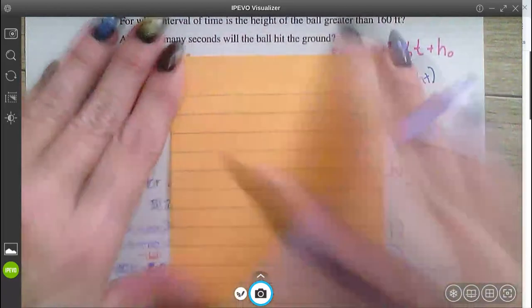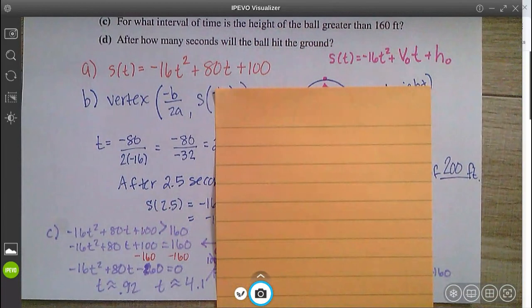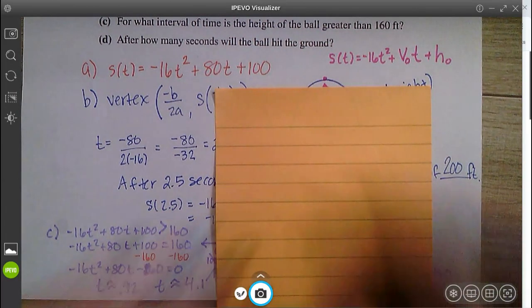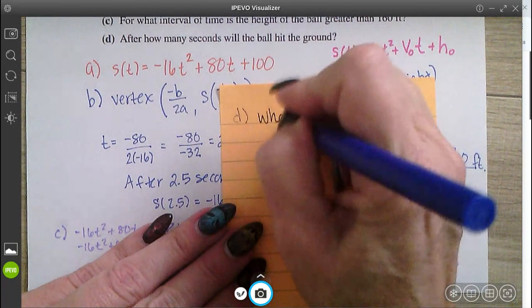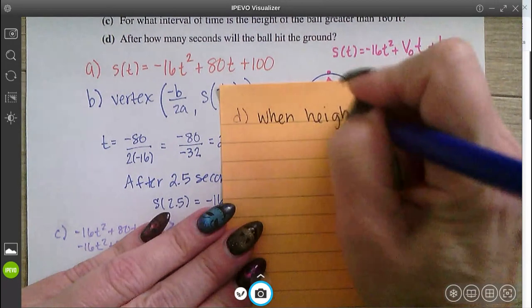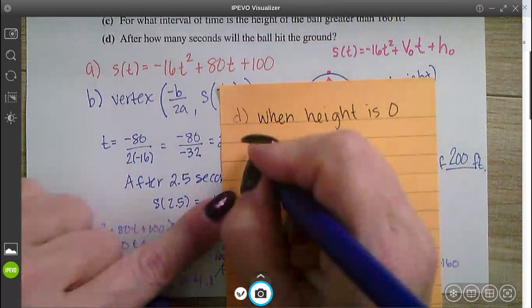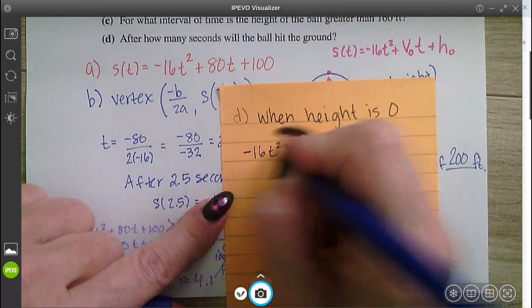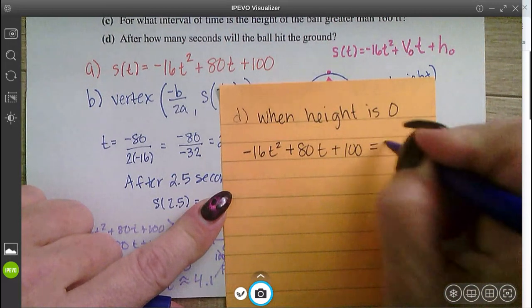After how many seconds will the ball hit the ground? This is a big one in parabolas. So the ball hits the ground when its height is 0. Its height is given by this equation. So all I need to do to figure out when the ball hits the ground is set this equation equal to 0.